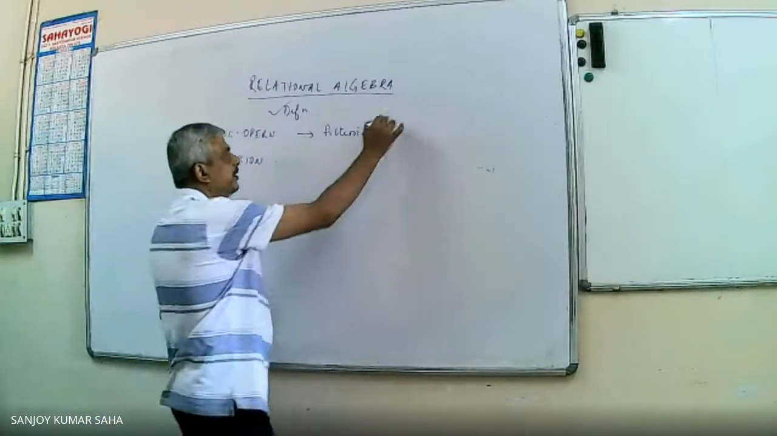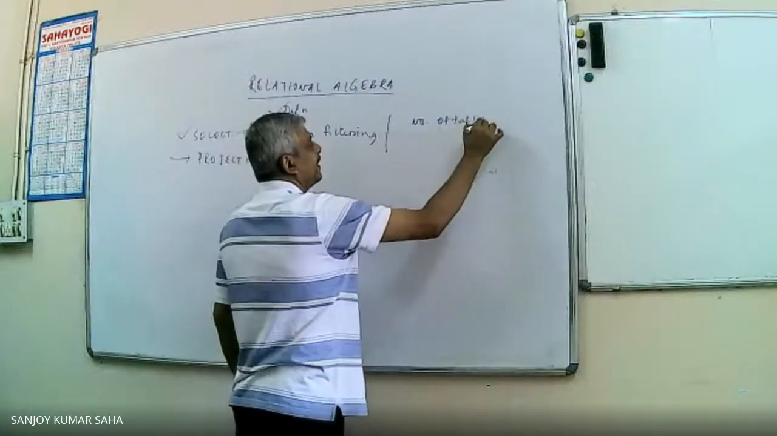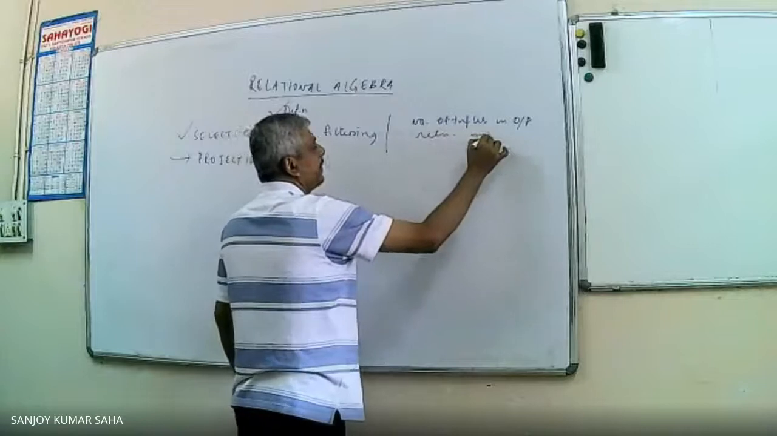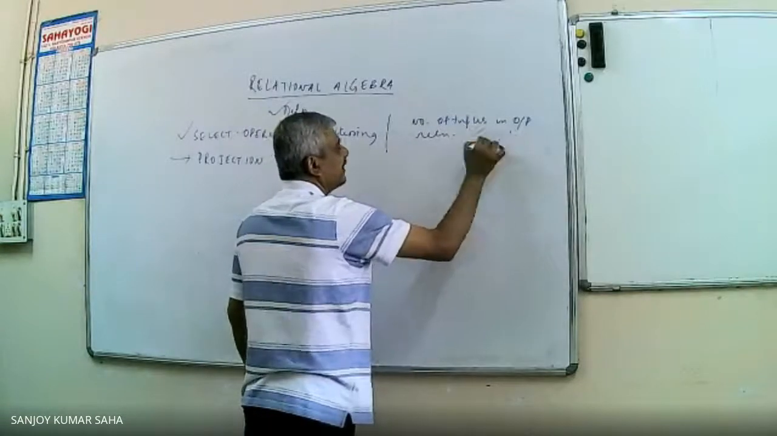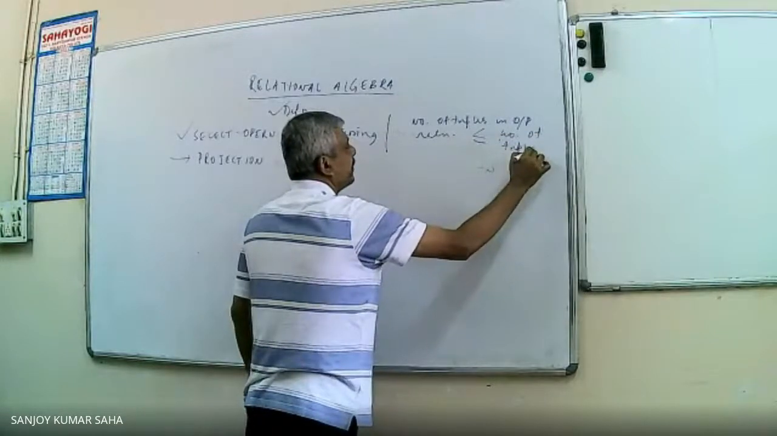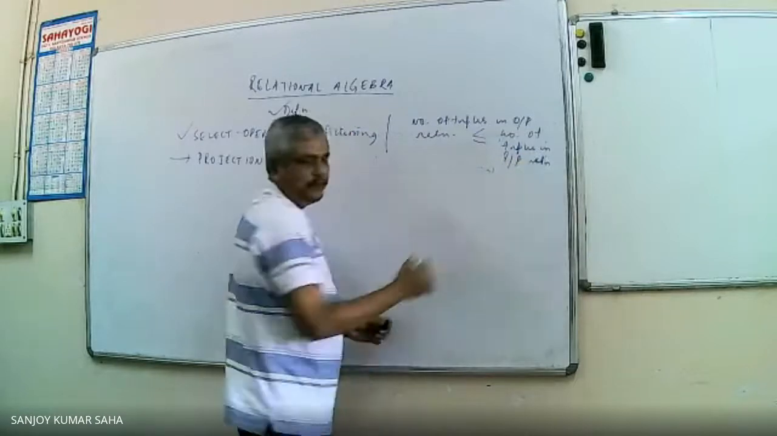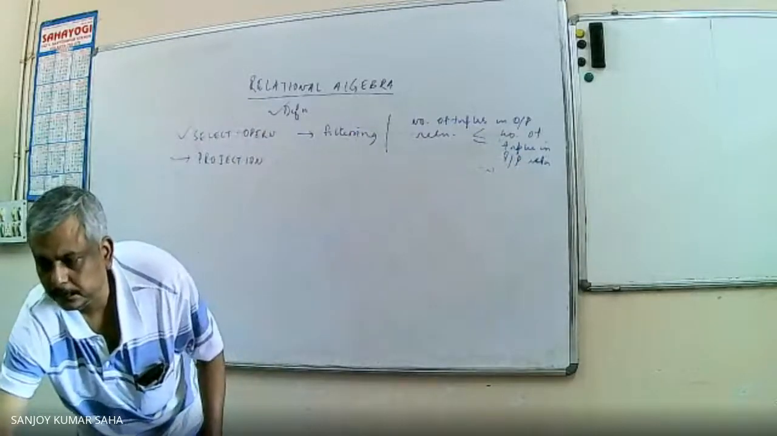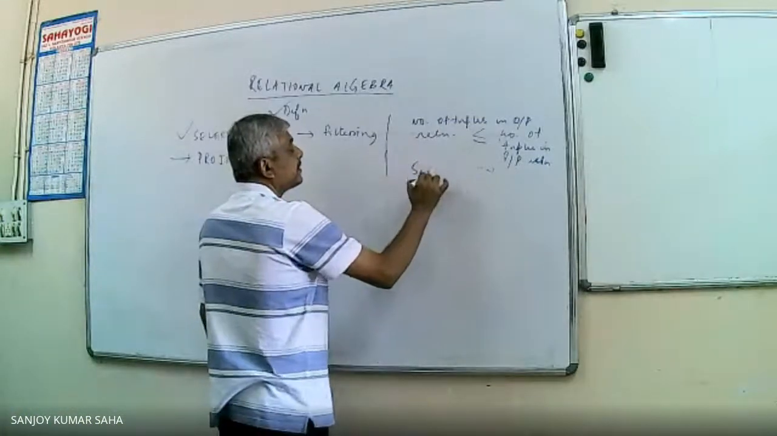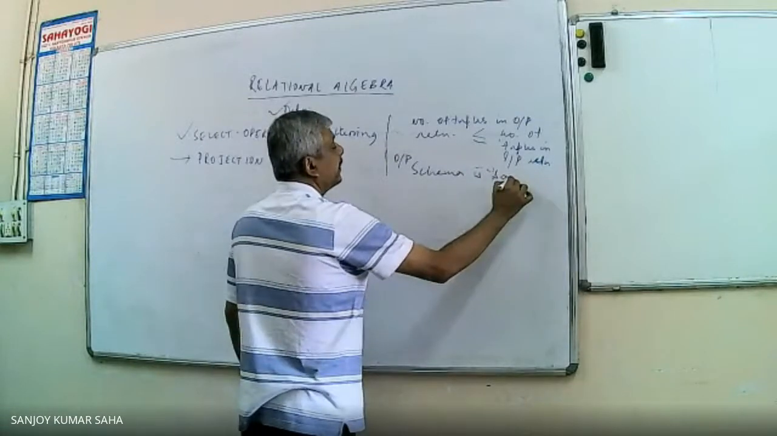So we'll take up the next operation, that is the projection. Try to remember here, the number of tuples in the output relation is less than or equal to the number of tuples in the input relation, because we are carrying out some filtering. And the output schema is same as the input schema.